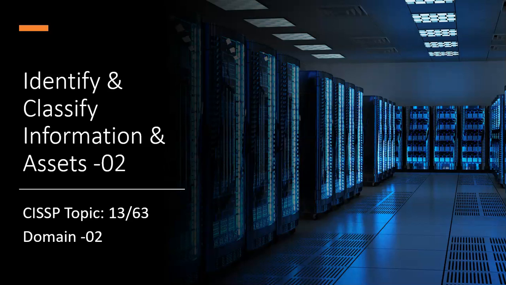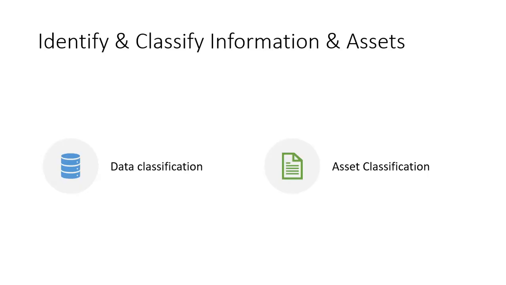Hello friends, the Domain 2 Asset Security of CISSP covers a total of 6 topics, and out of these 6 topics the very first topic is identify and classify information and assets. This particular topic covers how to do data classification and asset classification.